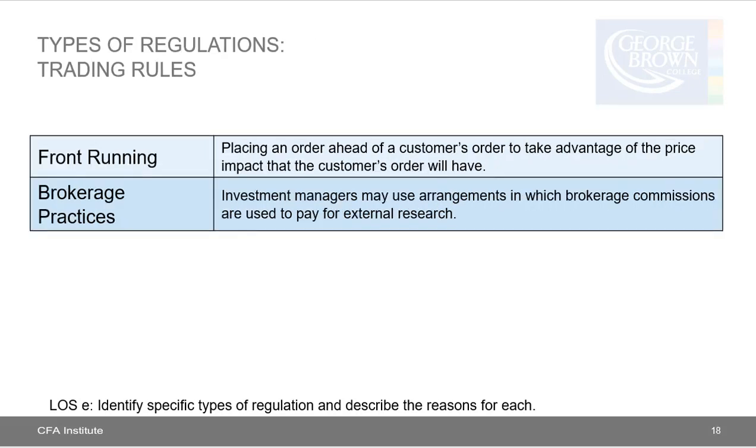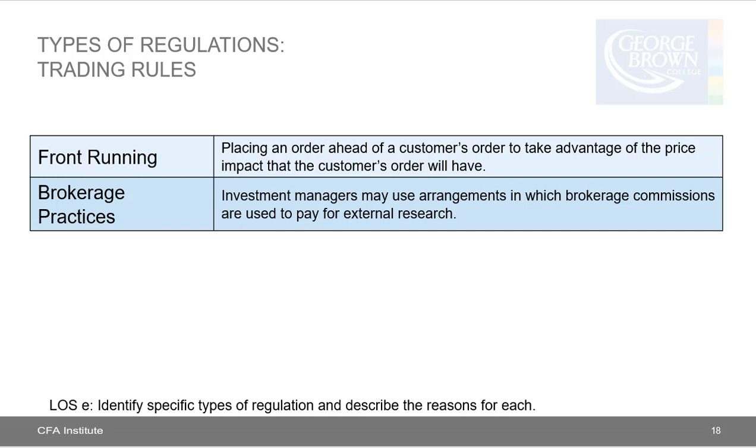Moving on now to front running. Front running is the act of placing an order ahead of a customer's order to take advantage of the price impact that the customer's orders will have. For example, if you know a customer is ordering a large quantity that is likely to drive up the price, you could take advantage of it by buying in advance of the customer's order.